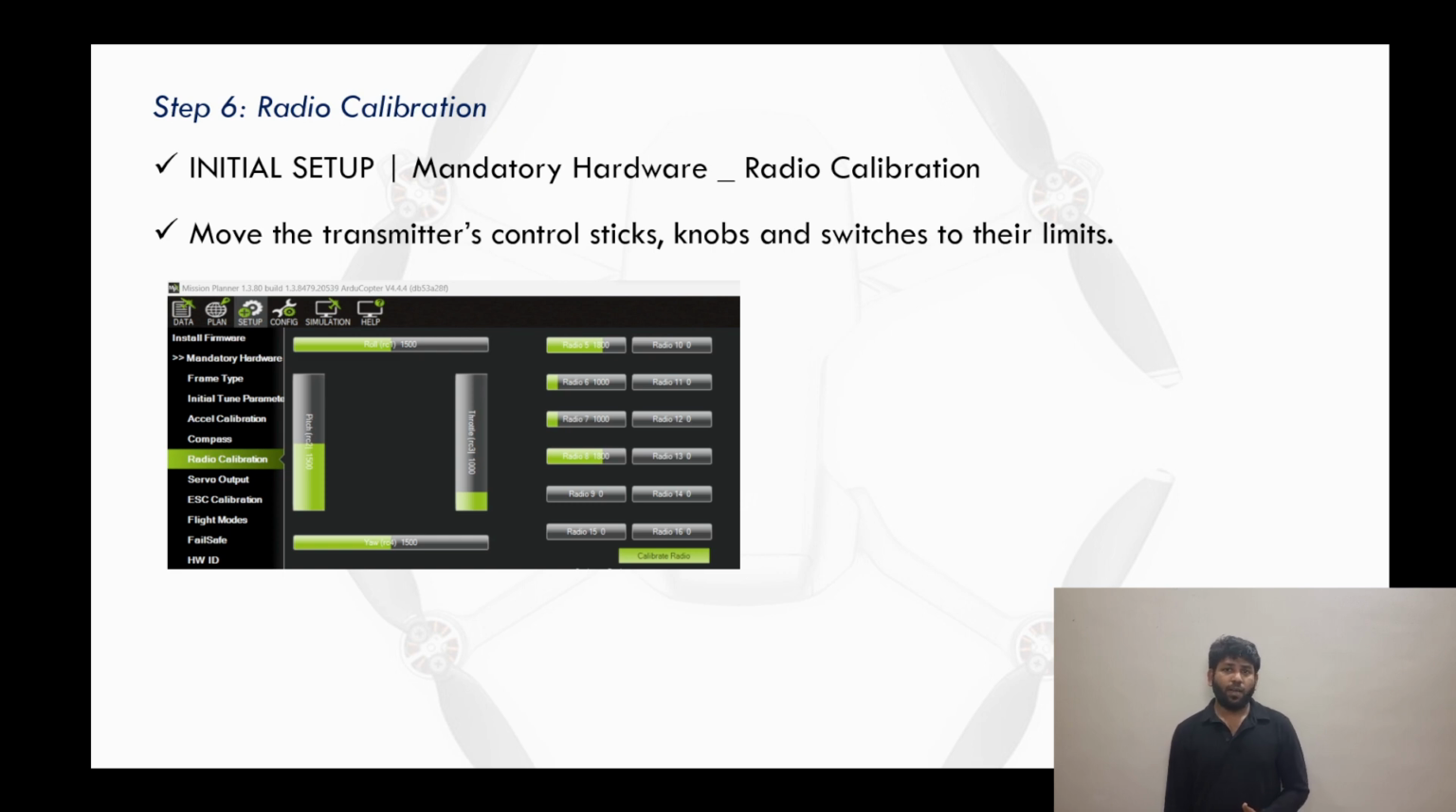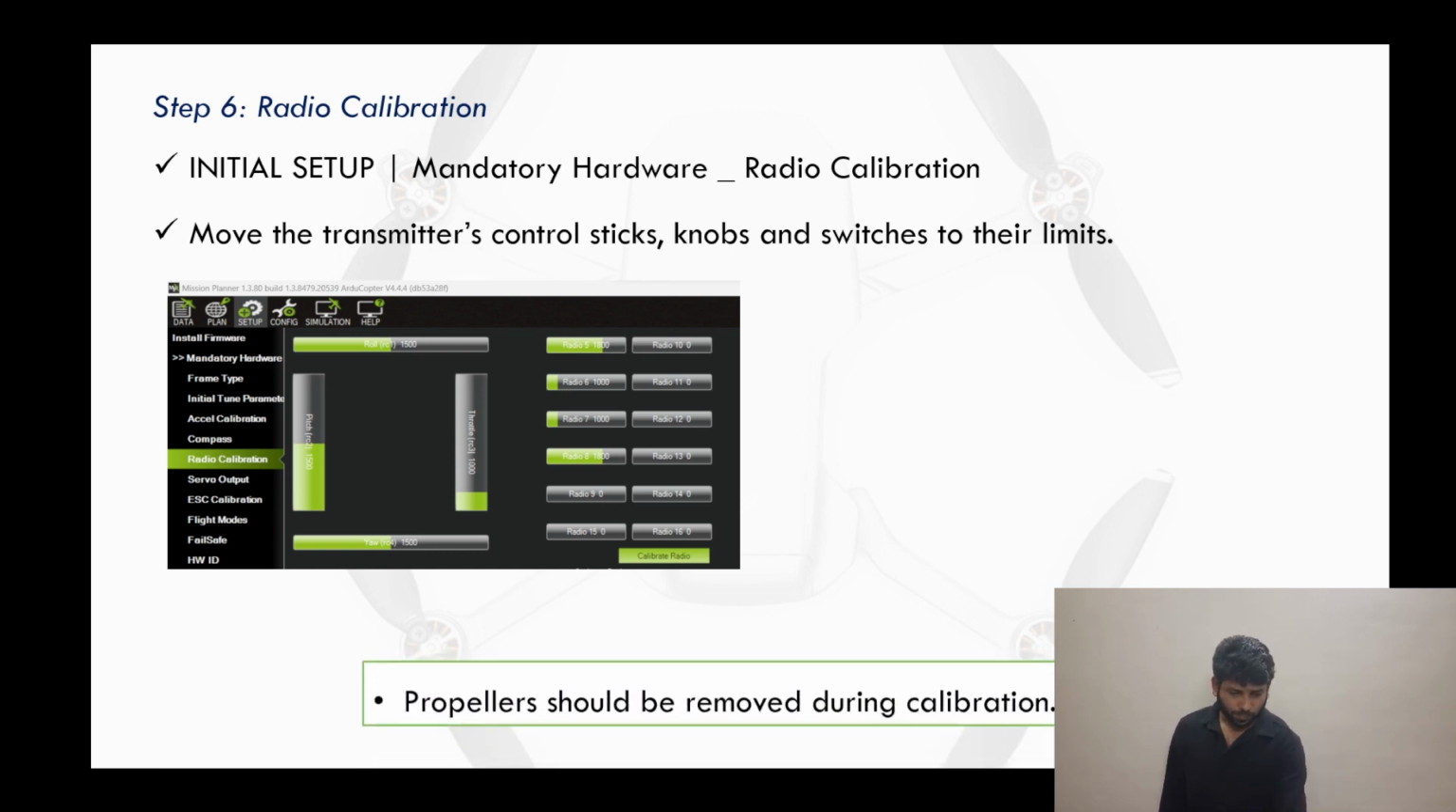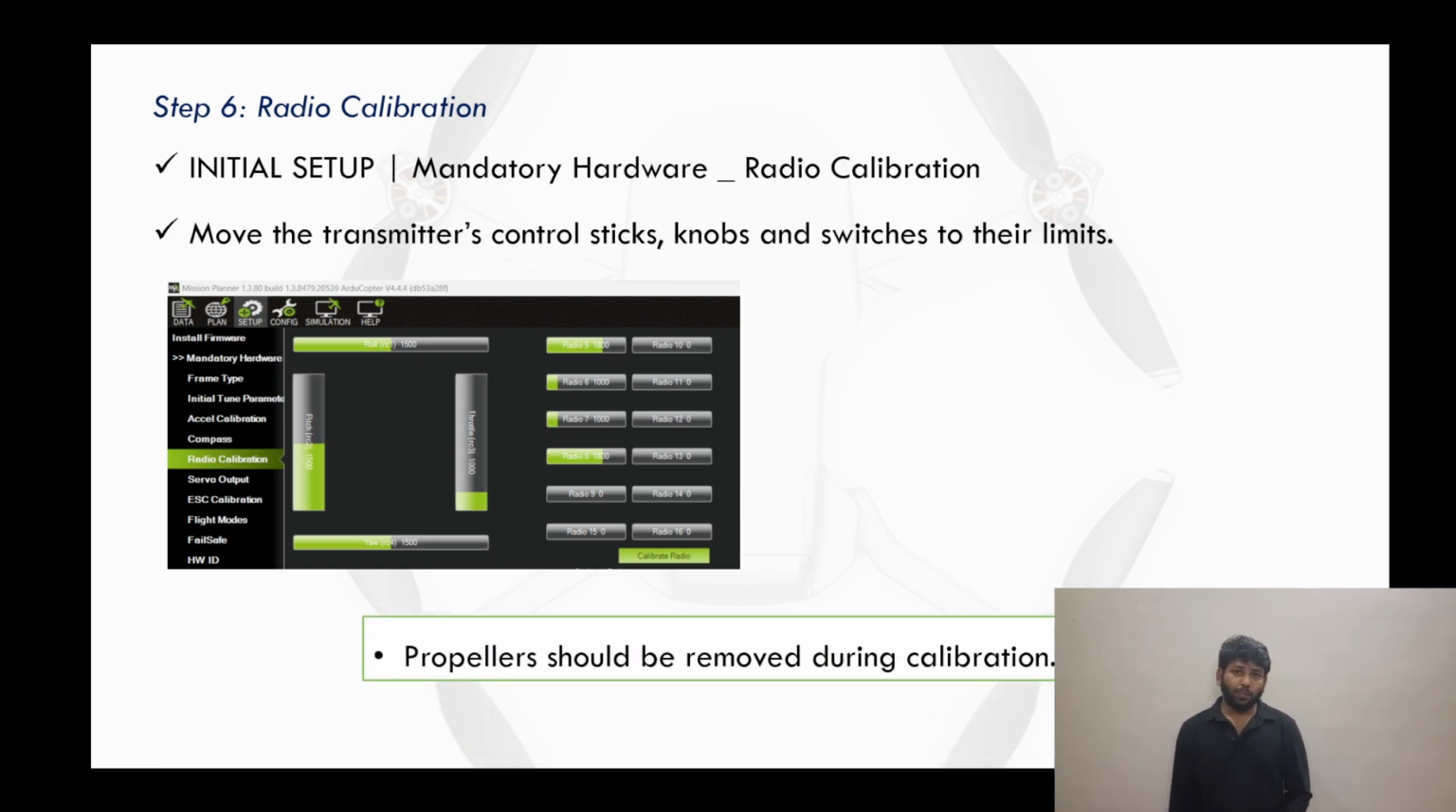Actuate each control element on the transmitter, moving it through its full range of motion to allow the autopilot to register the full spectrum of input. Always prioritize safety by removing the propellers before conducting any calibration. By following these steps, you will accurately calibrate the radio inputs, and it ensures that the autopilot recognizes the full range of commands from the transmitter.